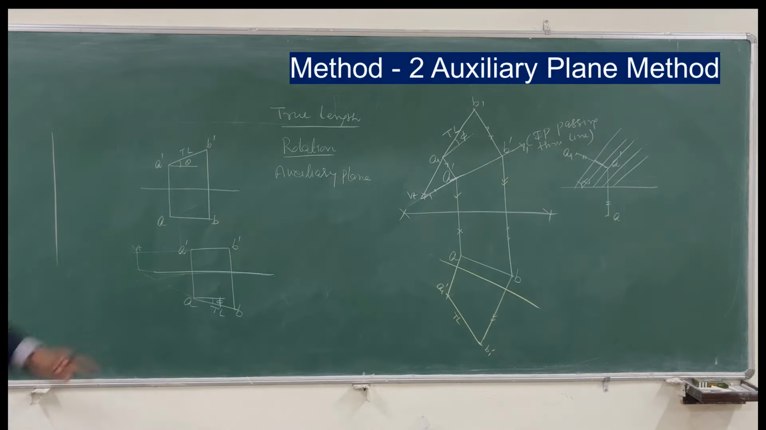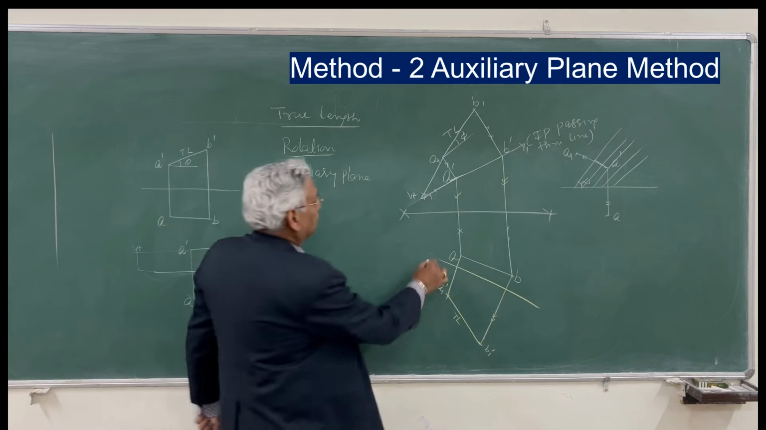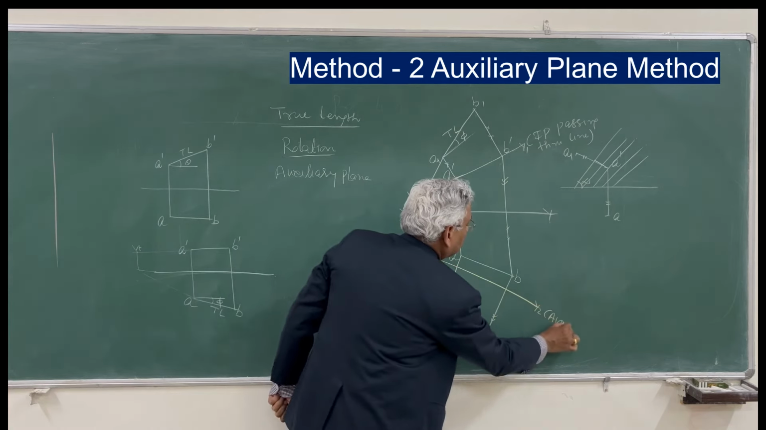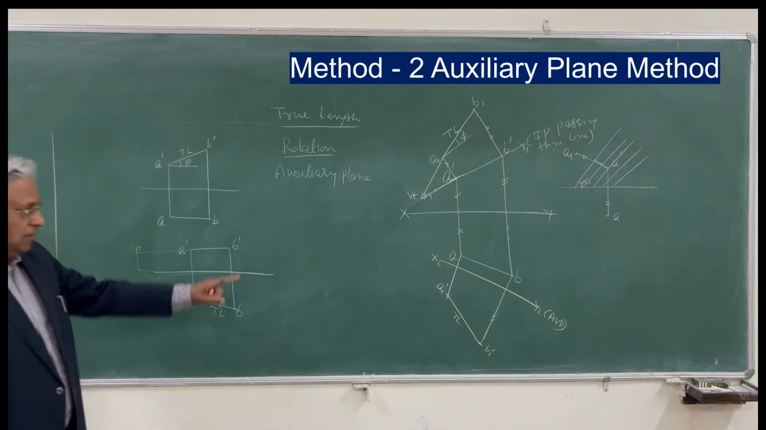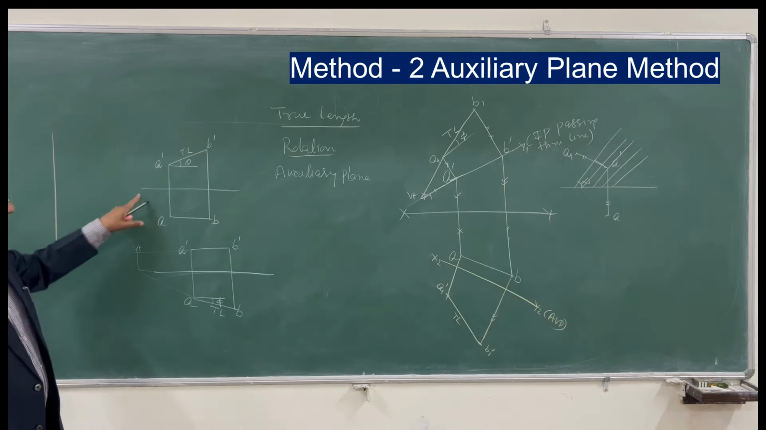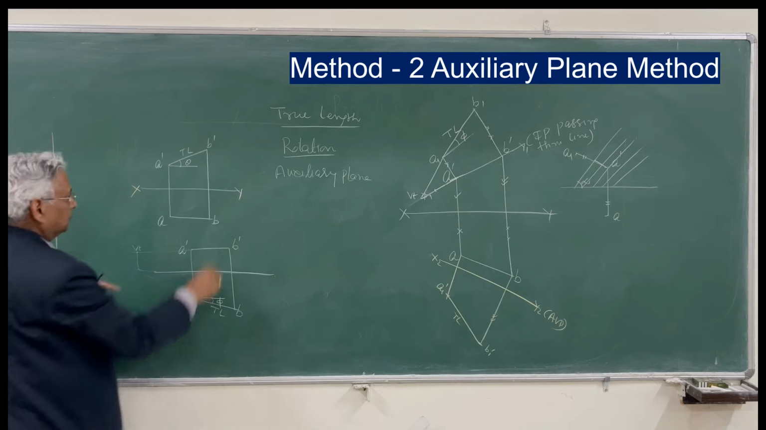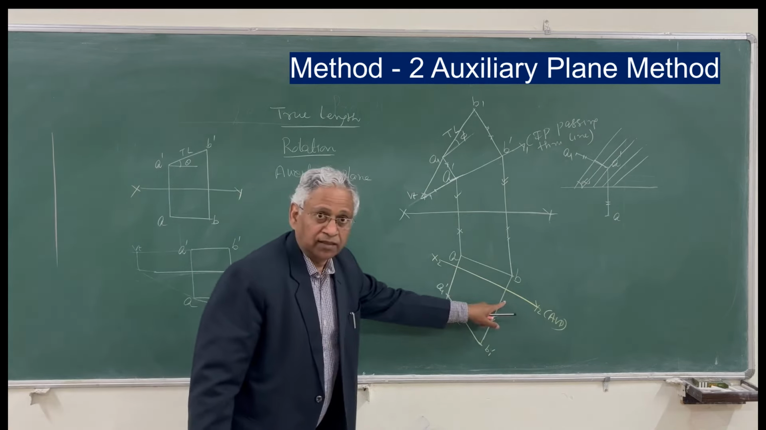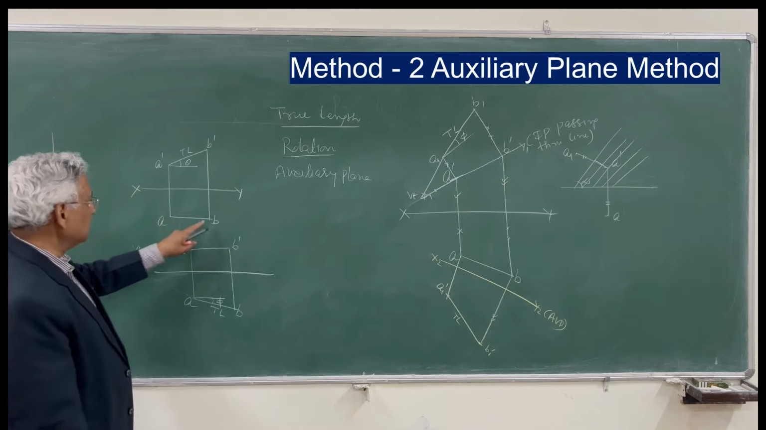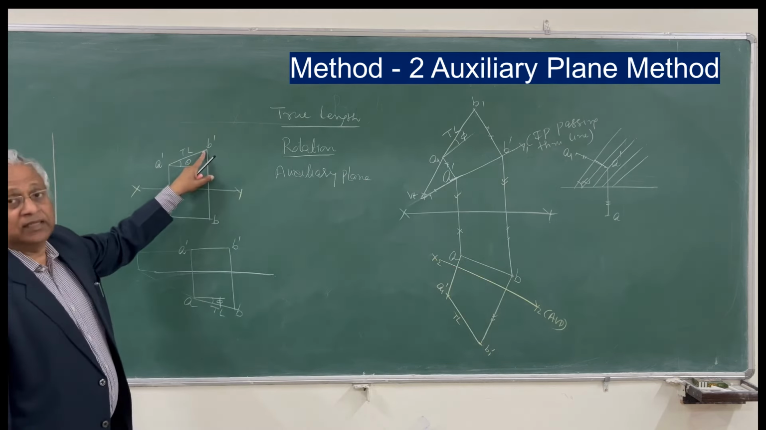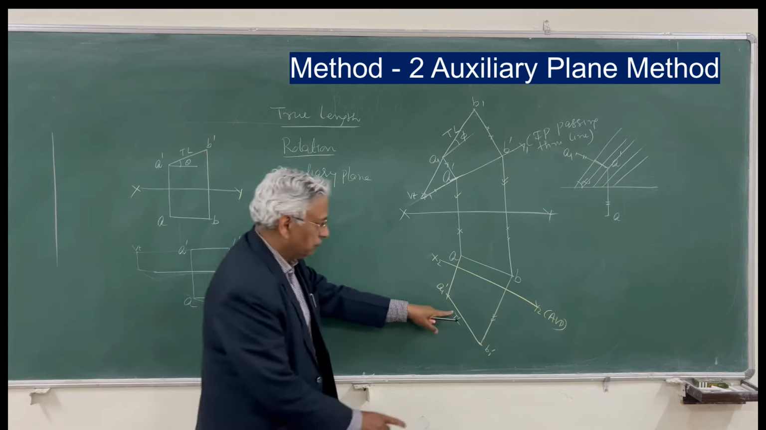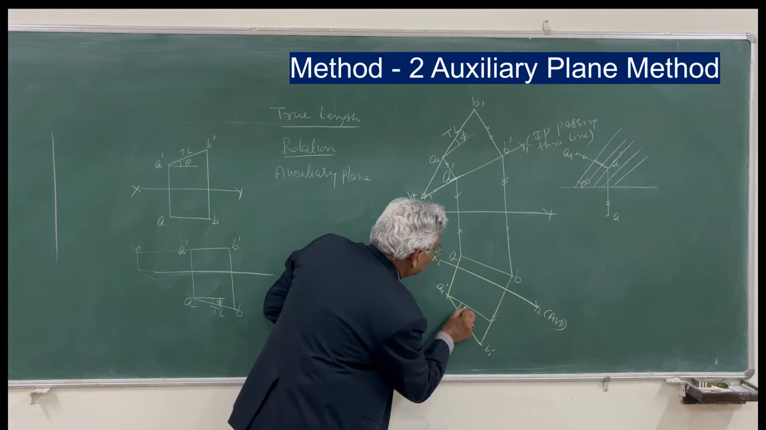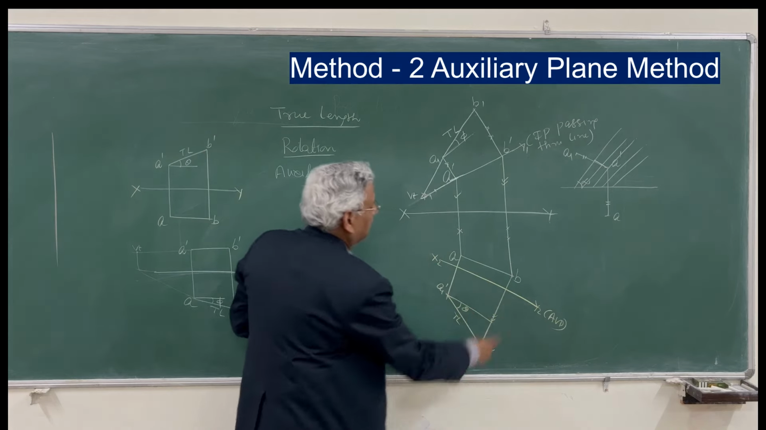Why true length? Again, you compare this figure. Now, this is x2, y2, which is your AVP. Compare with this, you have xy here. The plan AB is parallel to the ground line. Okay? When the plan is parallel, the elevation gives you the true length and true angle. So the elevation will give you the true angle and true length. This is theta. This line must be parallel to x2, y2.